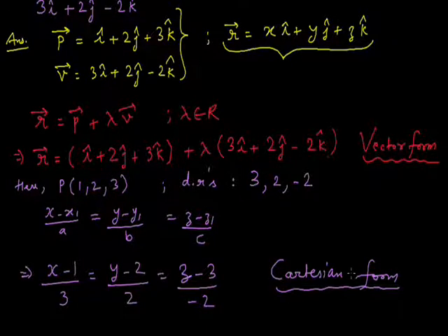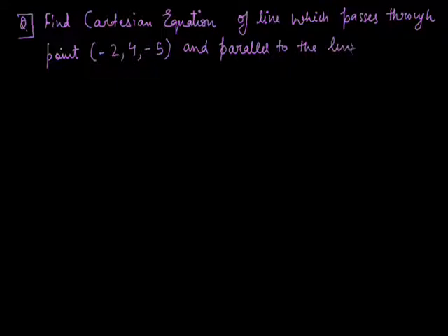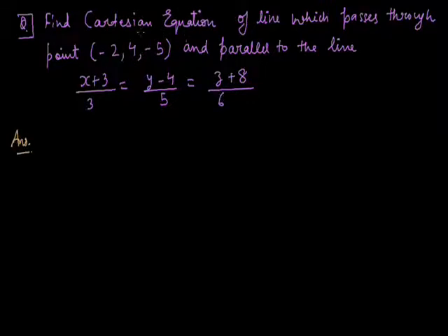Let's take another question. The question is, find the Cartesian equation of the line which passes through the point minus 2, 4, minus 5 and is parallel to the line x plus 3 upon 3 equals y minus 4 upon 5 equals z plus 8 upon 6. Now we are given a point and we are given a line.